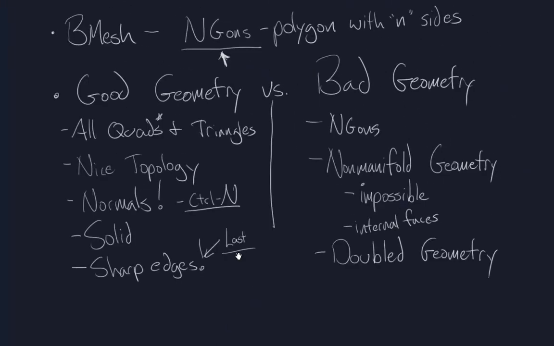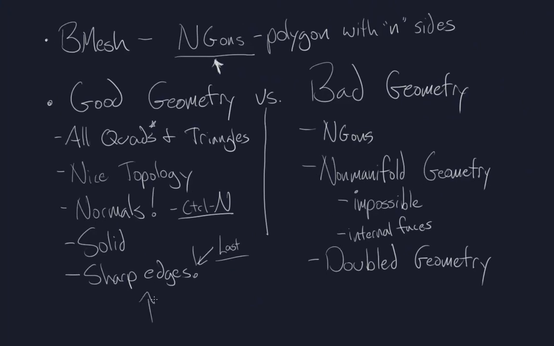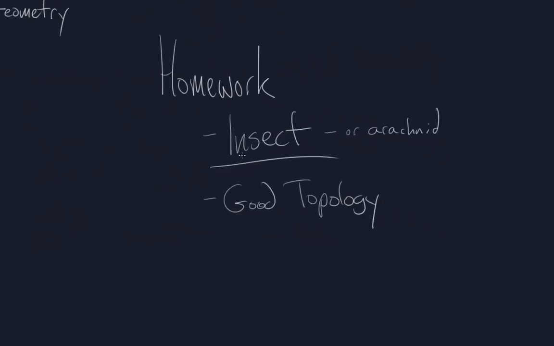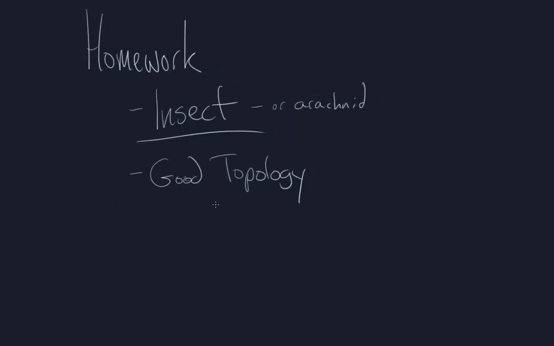So essentially, I want it to exhibit all of these things. It should have all quads and triangles when you're done. The flow of topology should be nice and move along the body in a clean manner. All of the normals should be pointed outward. It should be solid. It shouldn't have holes in it. And I shouldn't be able to see any sharp edges. And if you use any smoothing, then sharp edges kind of solve themselves. You don't really have to worry about it.